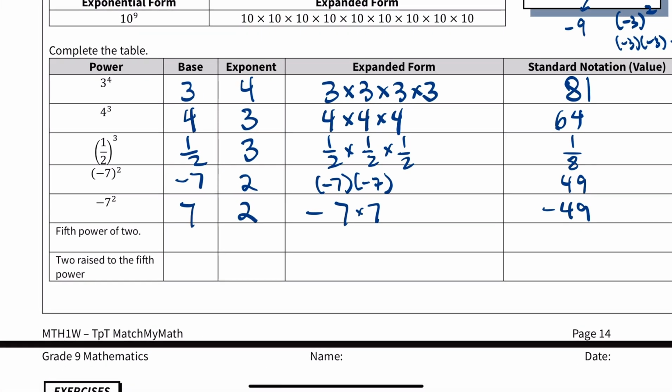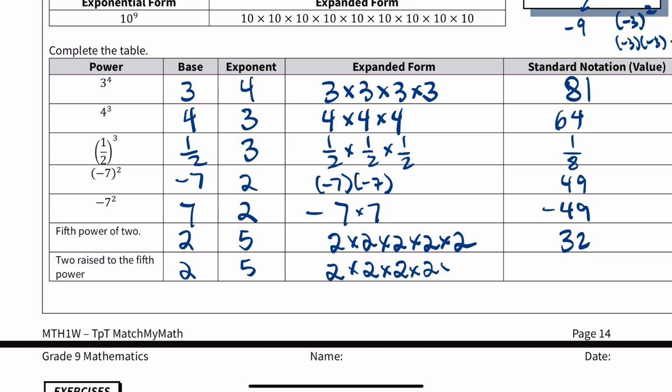Okay, do you see now the difference between writing one without the brackets and one with the brackets? Okay. In words, 5th power of 2. So 2 is our base, raised to the 5th power. So 5 is the exponent. So 2 times 2 times 2 times 2 times 2, which is 32. Or you can write this as 2 raised to the 5th power. So 2 is the base, 5 is the exponent. Essentially, that's the same thing, just different words.